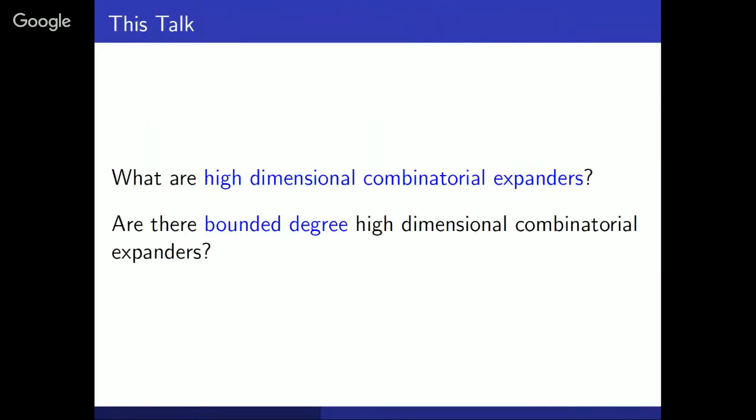So I reviewed a little bit of what we know about one-dimensional expanders, about regular expanders. Today I want to discuss what the definition of a high-dimensional expander is at all, and discuss the question of whether there are bounded degree high-dimensional combinatorial expanders, the ones that are going to generalize the Cheeger or combinatorial expansion. It's not at all clear that a bounded degree object exists, and we want to refer to that.